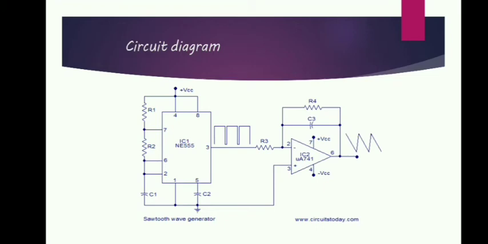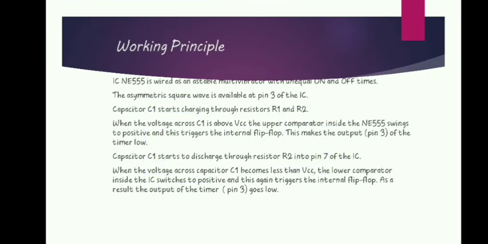Now we'll see about the working of the astable multivibrator. The asymmetric square wave is available at pin 3. When the power supply is switched on, the capacitor will start charging through the resistors R1 and R2. As said before, in both the square wave and triangular waveforms, similar activities are performed: charging and discharging of the capacitor. The same is performed here also.